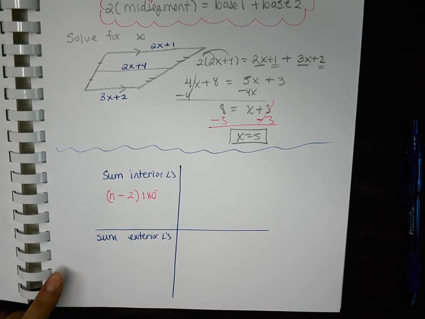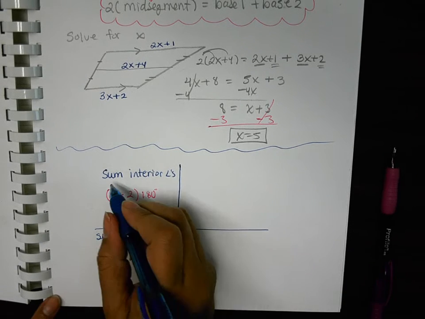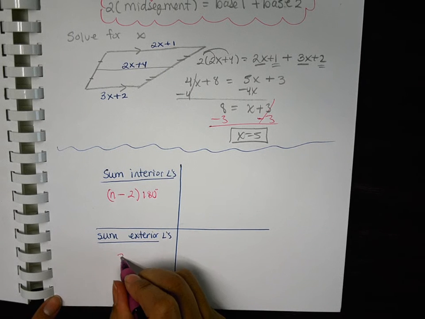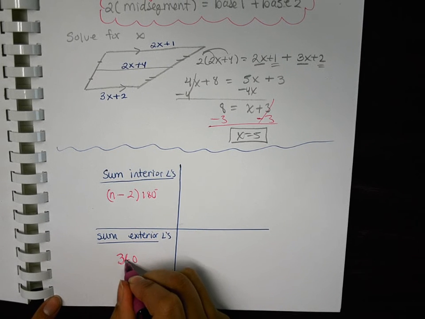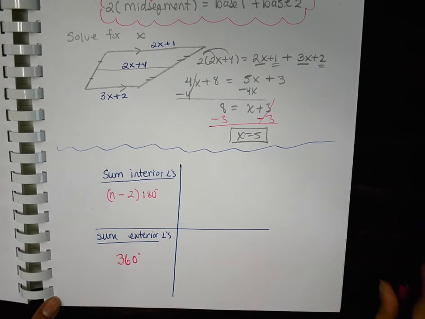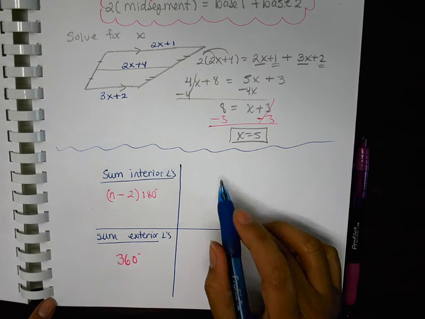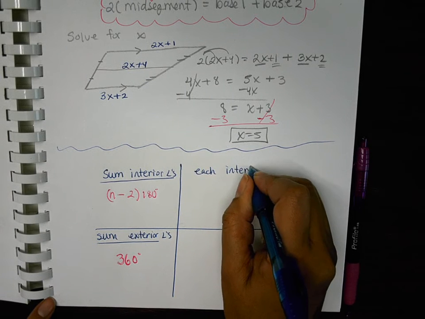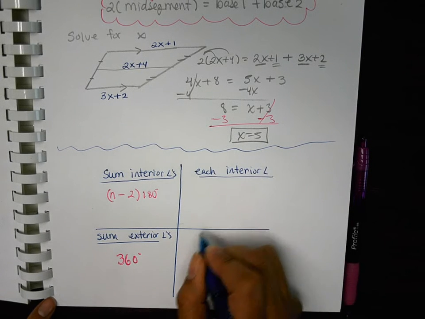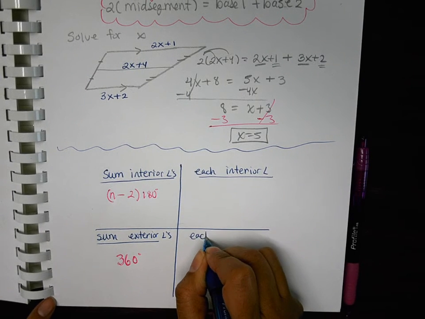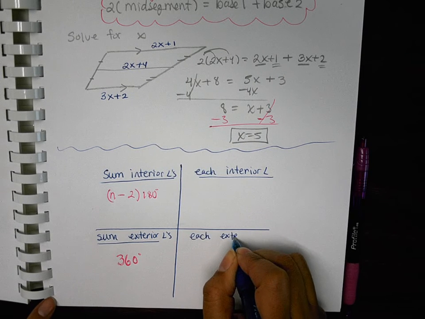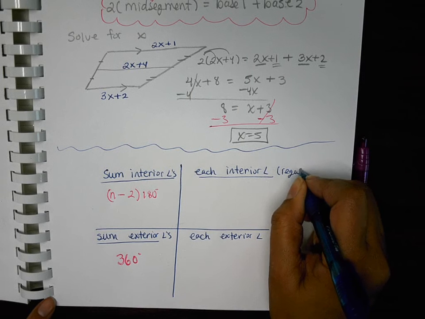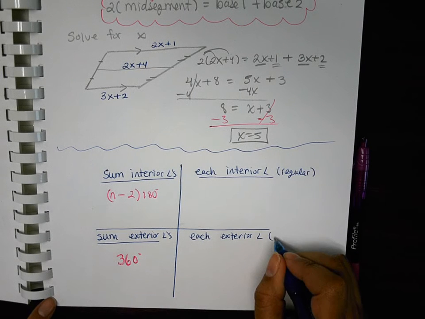Exterior was super easy all day long. It doesn't matter the number of sides. It's just 360. You guys are a step ahead of me. All right. Here is each interior angle or each exterior angle. And both of these have to be regular polygons, meaning all sides and angles are the same.